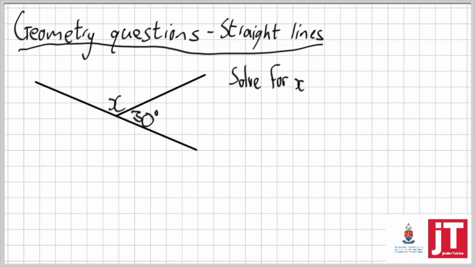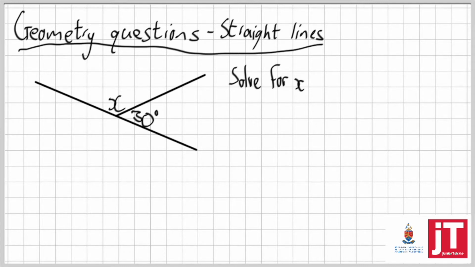I give you a straight line. I give you that x, I give you the 30, they are adjacent because they're separated by a line. And therefore, I'm asking you, solve for x. Where do I start with geometry? It's always a question by all of my students, even up to matric. So where do I start with geometry?